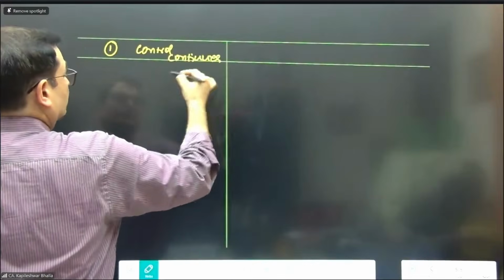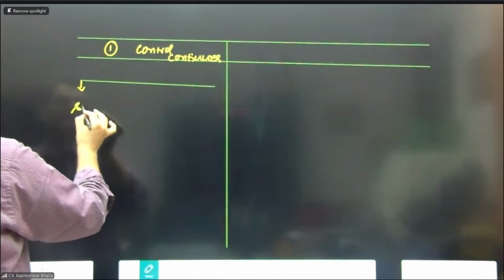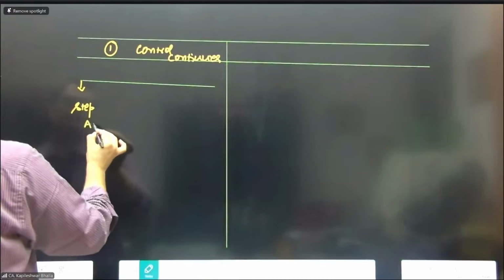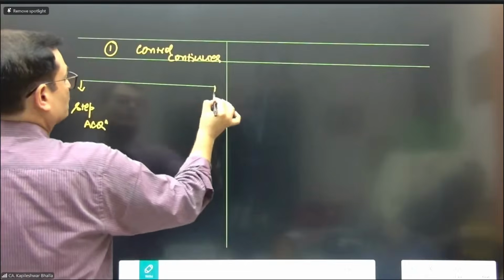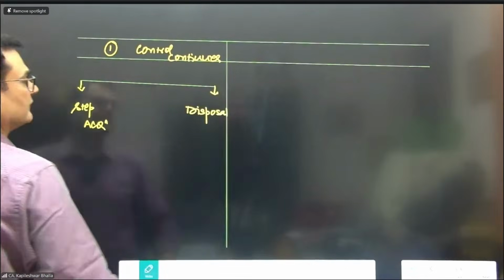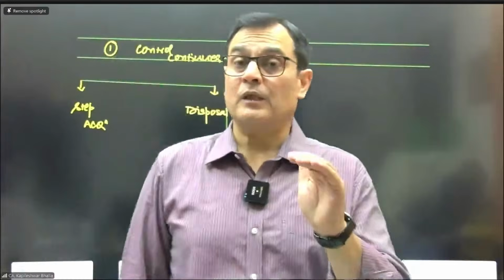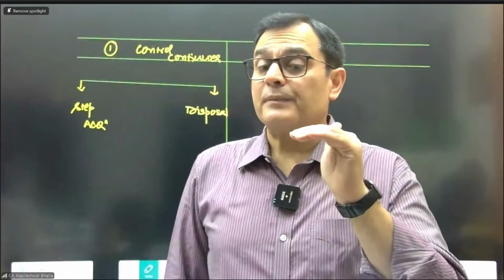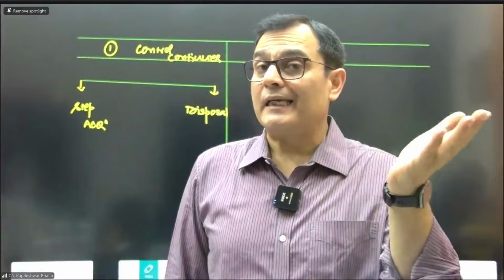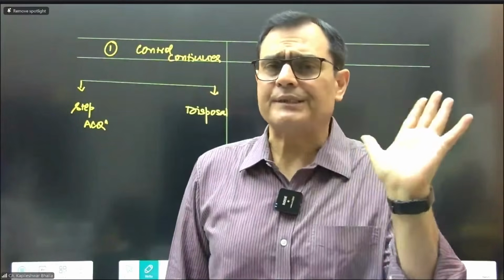Now, when you say the control continues, we've already seen that there are two cases. Either it is a step acquisition, or it is supposed to be a disposal. So two cases are there in this case. Either it is a step acquisition, or it is a case of disposal. Now, when it is a step acquisition or a disposal and the control continues, it is just a change in the NCI. That's it.